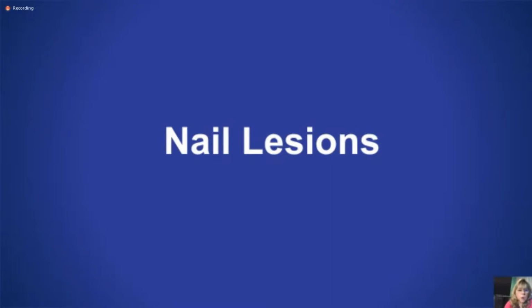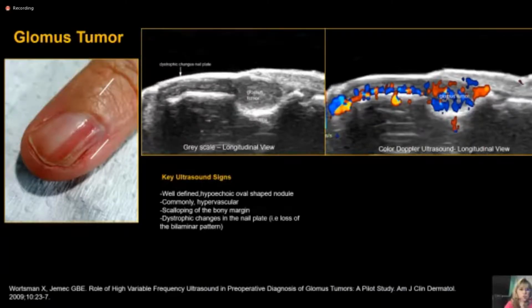Lastly, some words about nail lesions. The most common request of nail ultrasound is glomus tumor. This is a tumor of the neuromyoarterial plexus. It is very painful, and you can see the clinical lesion in this case. It is producing an erythronychia, which is an erythematous band.